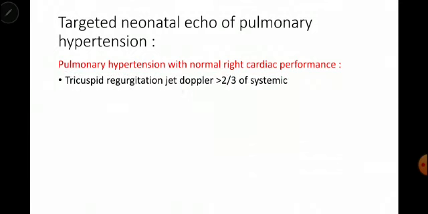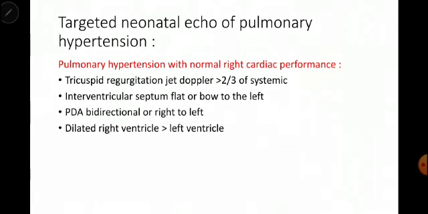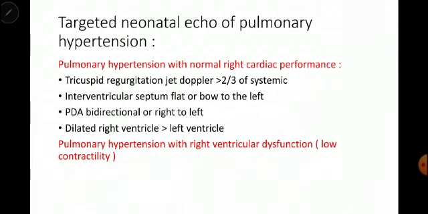The first marker is tricuspid regurgitation jet Doppler more than 2/3 of systemic, as I said, converting the tricuspid jet in the Doppler wave to compare this jet pressure to systemic blood pressure, if it is the same as systemic blood pressure or more than systemic blood pressure. So the marker is to have a tricuspid regurgitation jet Doppler more than 2/3 of the systemic blood pressure. The interventricular septum is flat or bowed to the left. The PDA is bidirectional or right to left. Dilated right ventricle more than the left ventricle, or pulmonary hypertension with right ventricular dysfunction or low contractility.